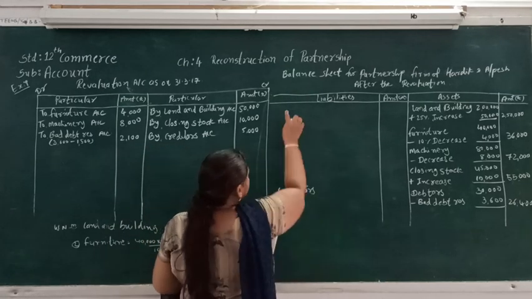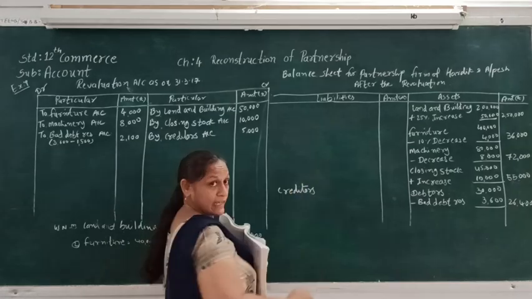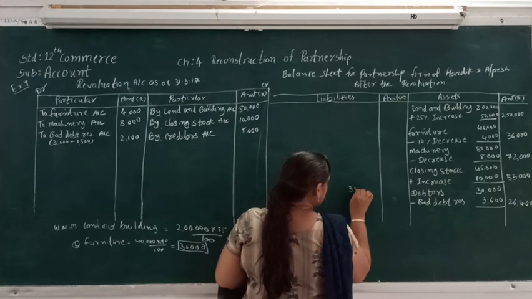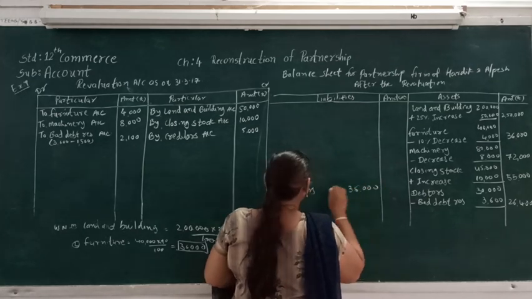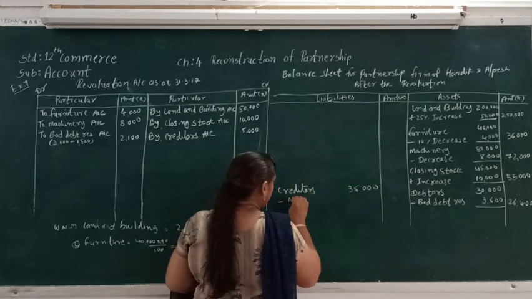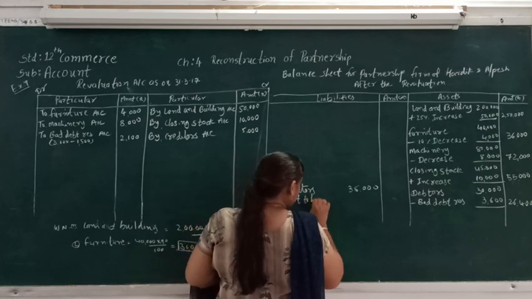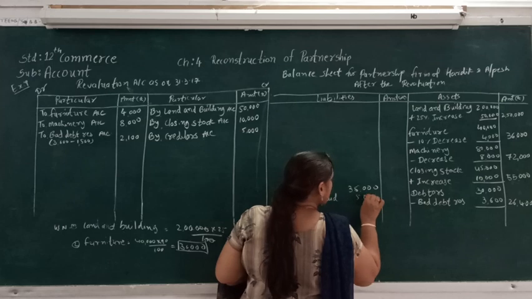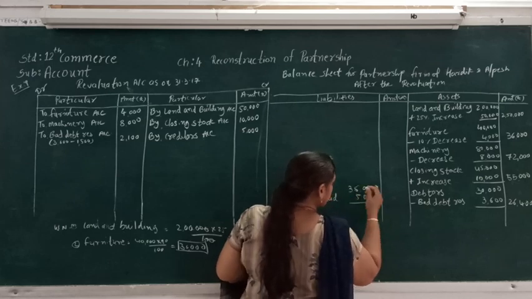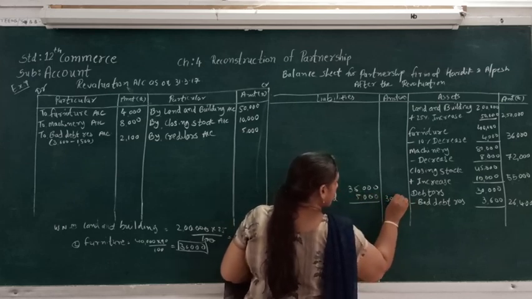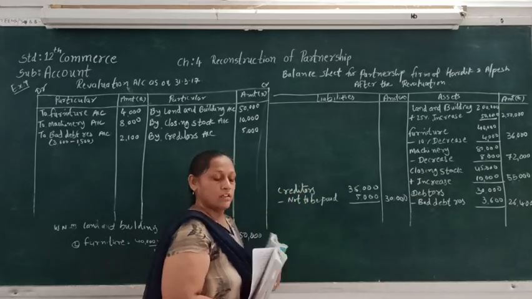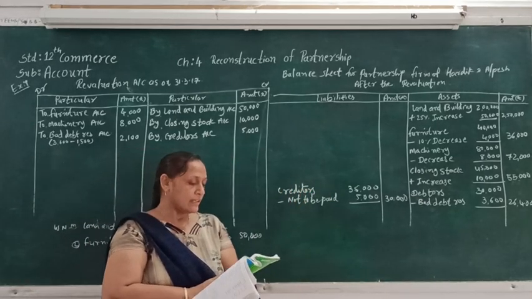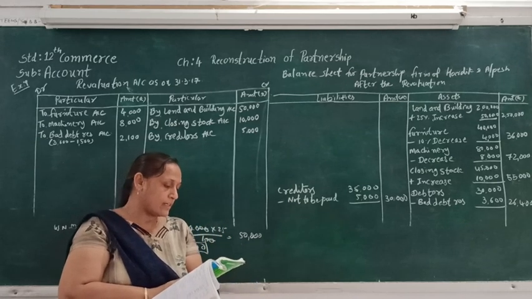Here we have to keep the space for capital account as well as current account. Then we have to write creditors of 35,000 minus not to be paid of 5,000. So now we have to pay the creditors of 30,000 only. Okay, so that was our next adjustment. Let's see the last adjustment.